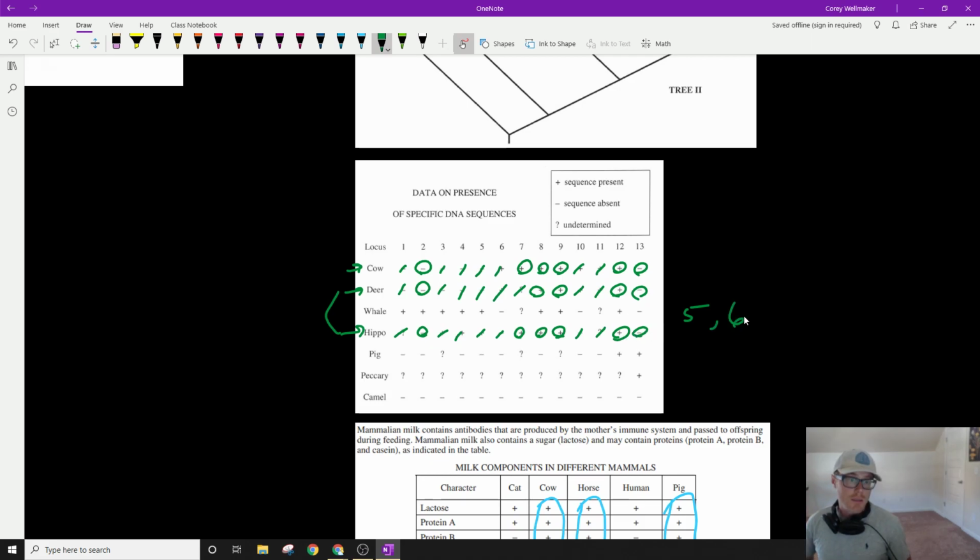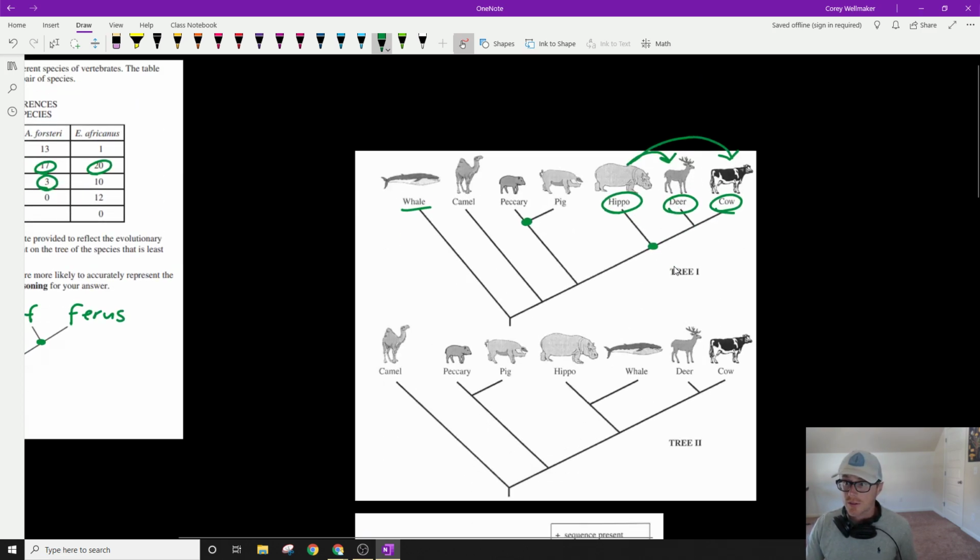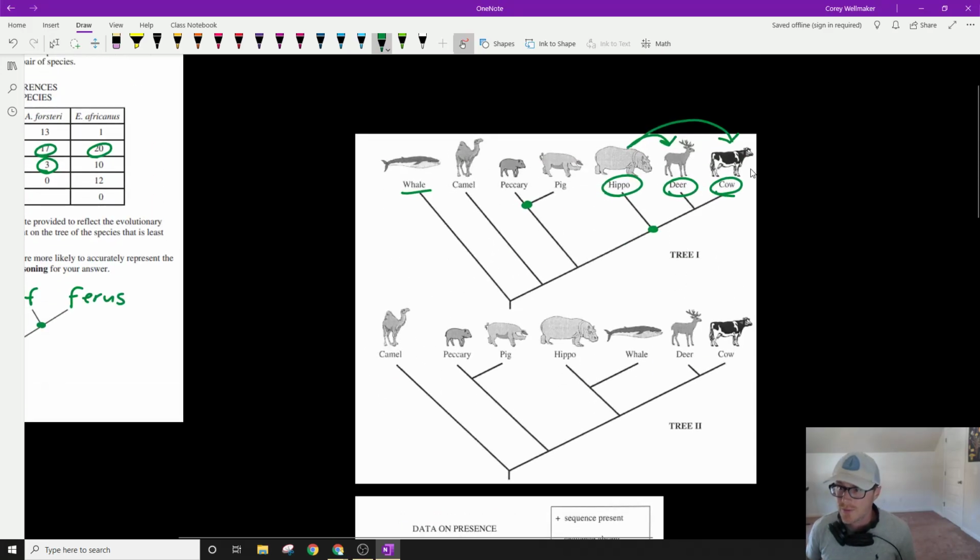Okay, so far so good, right? It's got 5 differences, or 5 similarities to deer and 5 similarities to cow. We can't really compare deer and cow in this case because both cladograms say deer and cow are equally different from each other.